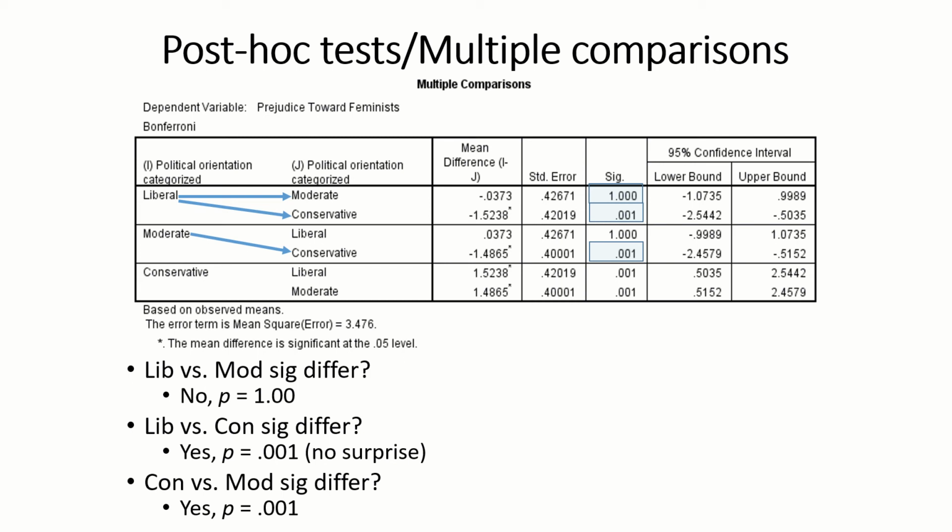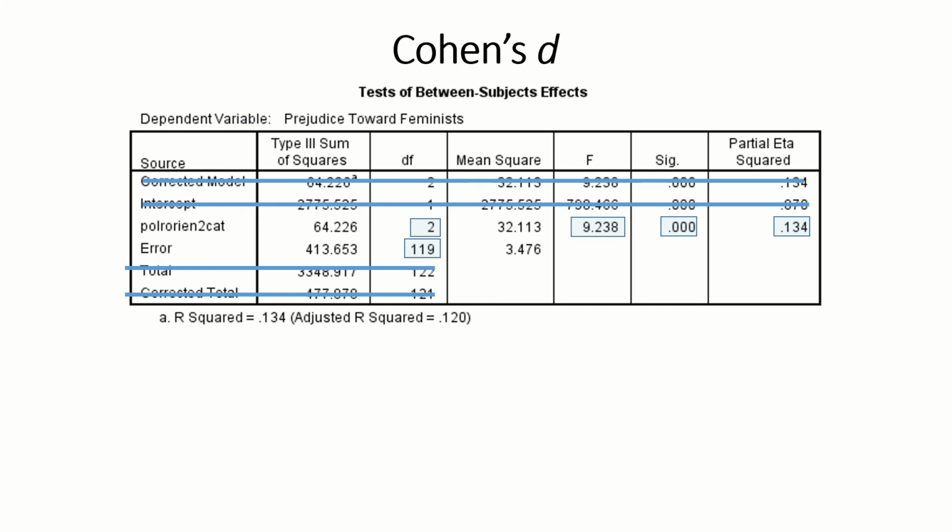So we're going to have a d value for the liberal-moderate comparison, a d value for the liberal-conservative comparison, and a d value for the conservative-moderate comparison. So let's talk about how to calculate Cohen's d. The general formula for calculating Cohen's d is just like the independent sample t-test, in that we're going to take the observed mean difference and divide by S pooled.